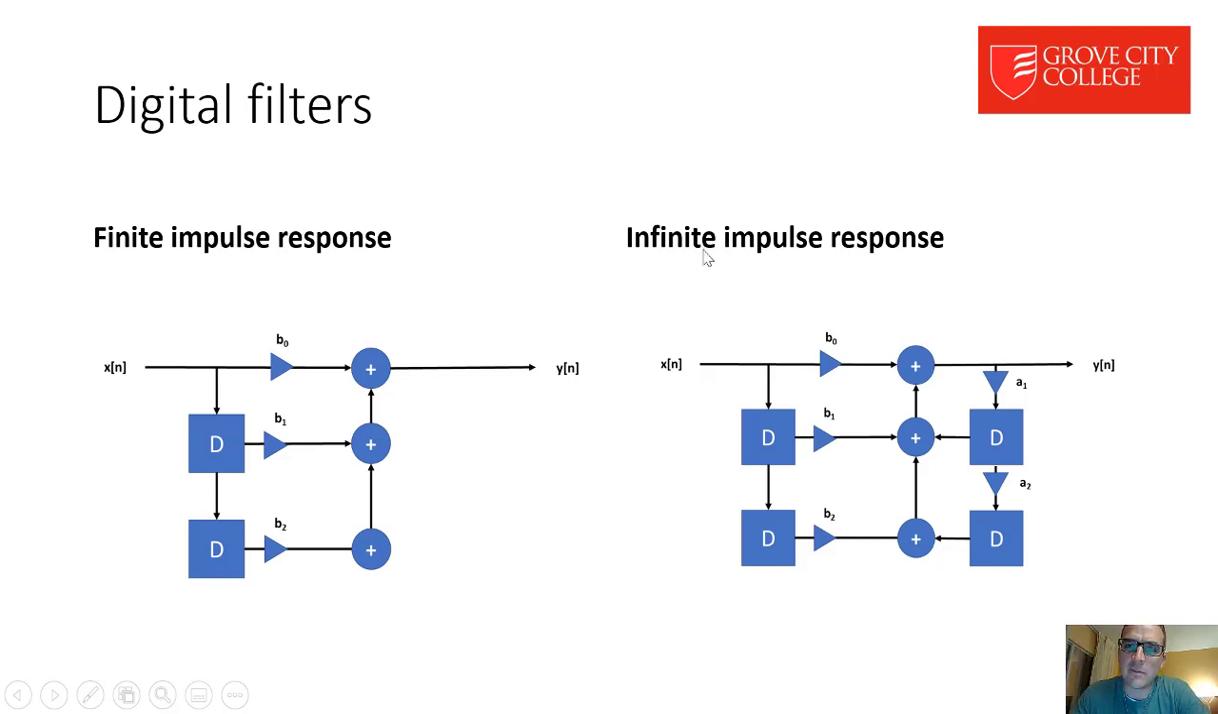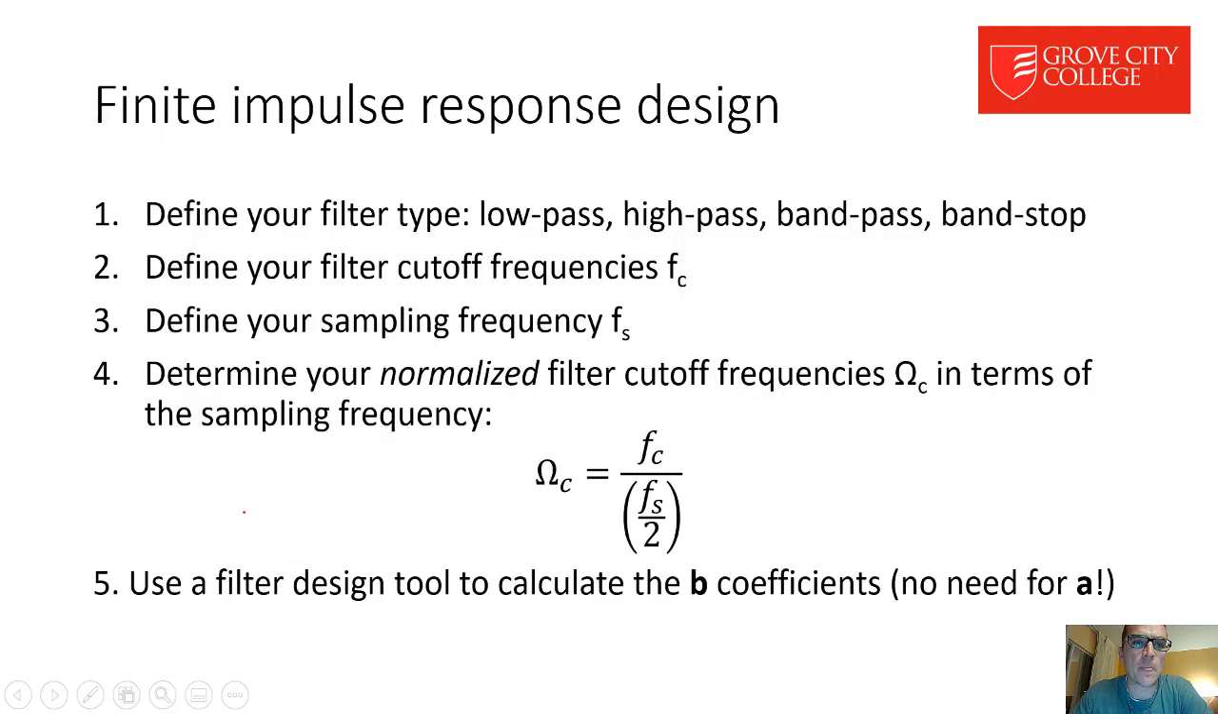And then the infinite impulse response is when there's feedback involved. You can see the feedback here as defined by the A coefficients. So these are more complicated, but they can be really powerful. Okay, so let's look at the finite impulse response first and think about how we can design our B coefficients so that we get whatever frequency response we want to improve the SNR.